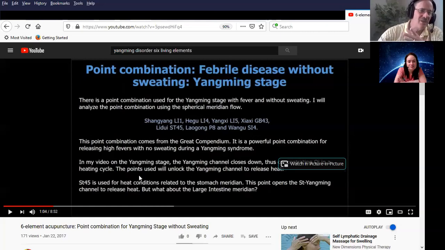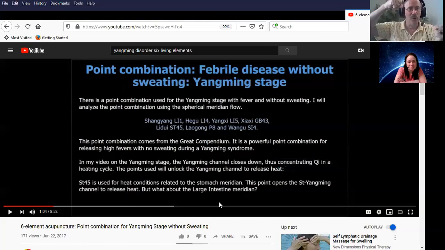So we might have to go back and look at the previous video where I explained how to look at the Yangming stage around the spherical flow. But let's just say first, the Yangming channel, stomach and large intestine, are polar opposites. They close down. So energy can't move through from one side to the other of the spherical flow because that particular division closes down, the Yangming. And energy from one side of the sphere has to flow to the other side of the sphere. And it has to flow through stomach and large intestine. And if you close those two off, you separate one side of the sphere from the other.